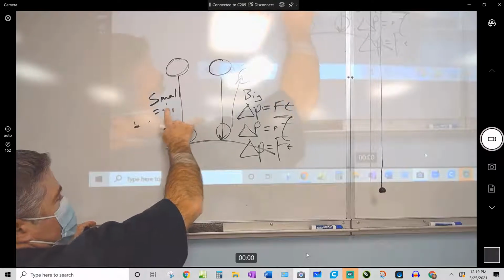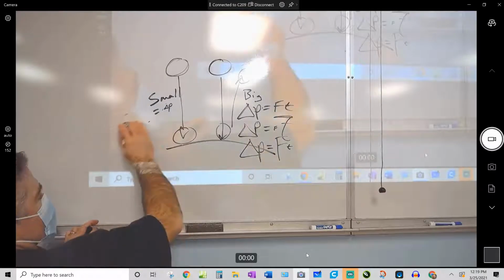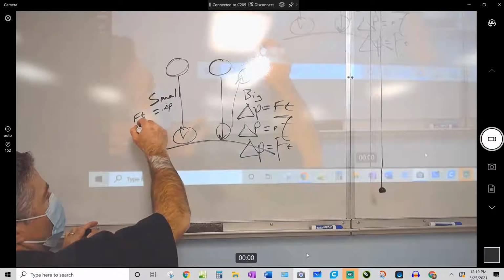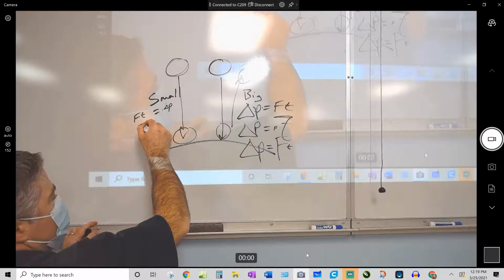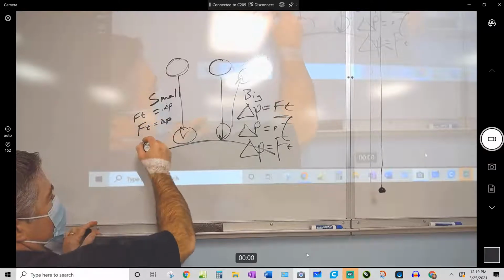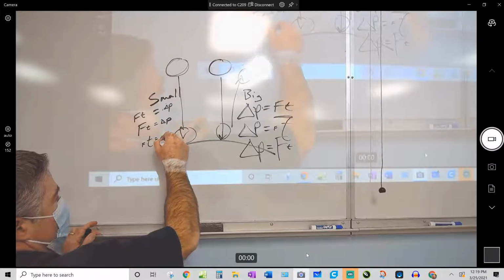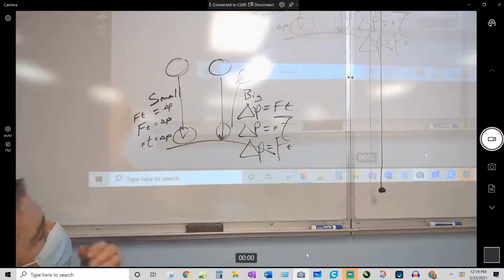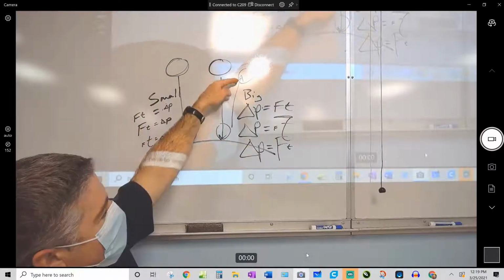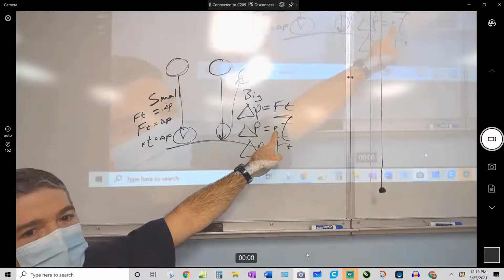Now over here, I've got a little change of momentum, so let me make sure my delta P is small. One way to accomplish this is to have pretty big force times a little tiny time. And another way is to have a little tiny force times a pretty big time. So this is really complicated, but it's possible to have a bouncy ball that has a big change in momentum that still has a small force.